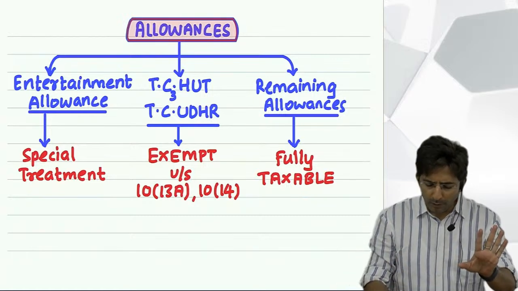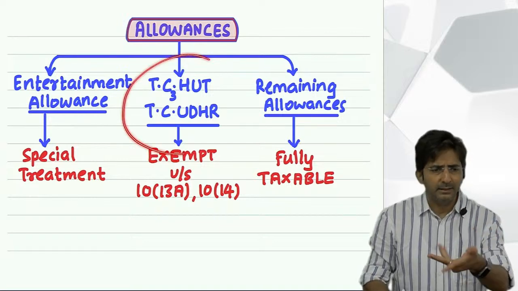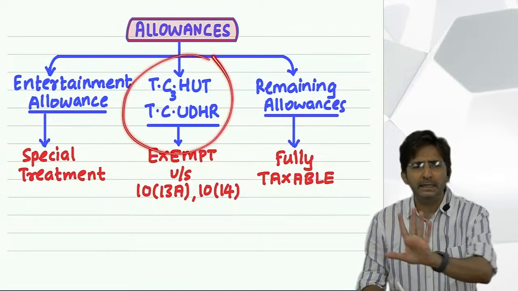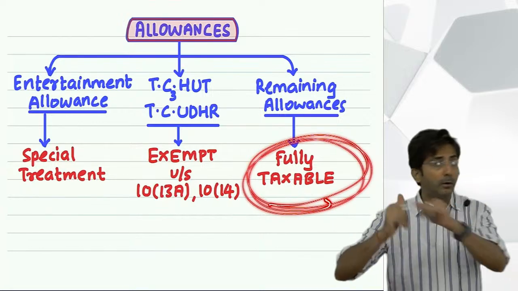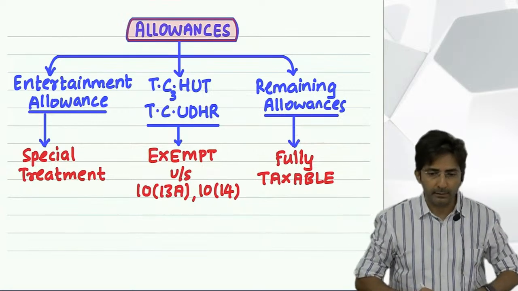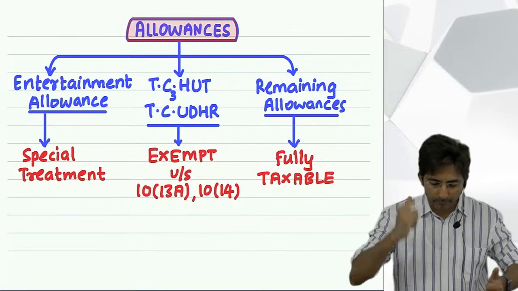If you have not heard any allowance in TC hut, TC udhar, then they are all fully taxable. And fully taxable means what? Directly write the full amount in the outer column. Okay? Come on, stay strong, come on.